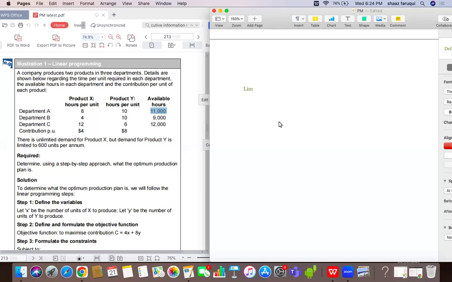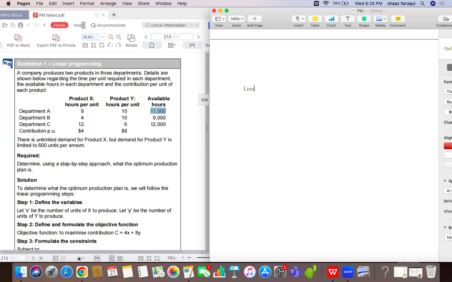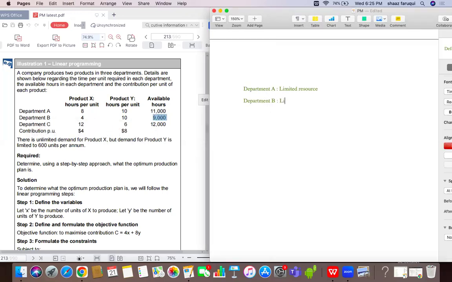So what is linear programming? I will explain with the help of illustration 1. In this illustration, department A has only 11,000 hours, not more than that. So we have limited time in department A. So there is one limited resource. In department B, on the other hand, there is a maximum of only 9,000 hours, not more than that. There is a limited resource. And so on, there are other limited resources also.